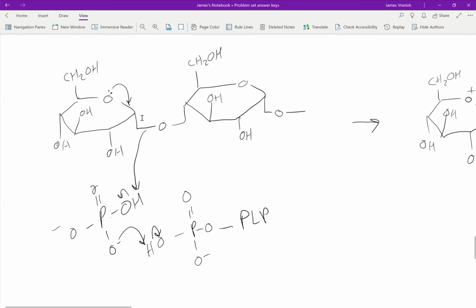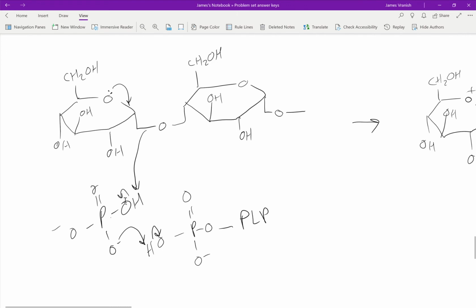This necessitates the loss of the bridging alpha-1,4 bond. In order for that oxygen to be lost, it needs to be protonated. So it's going to pick up an H+ from that extra phosphate group in the active site, and those electrons are going to be pushed onto that oxygen.